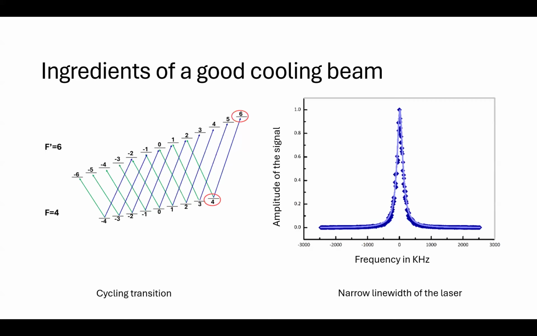Both work with scattering a number of photons. So with scattering the number of photons, you do want to cycle from 4 to 6 continuously. And it won't help if it decays down to some other state and then you lose that cycling transition. So that's why the cycling transition is also important for us to do imaging and cooling. And we also need a narrow line width. So if these two are the ingredients for good cooling, then how does this transition help us?